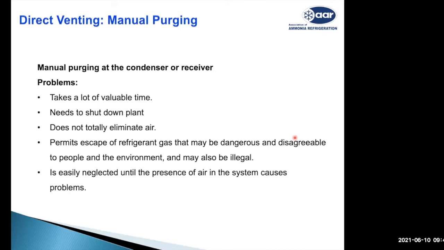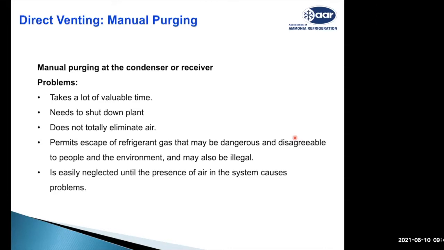So what are the other disadvantages? One is that it takes a lot of time because you need to shut down the system. You have to make sure that the plant is totally shut down, your condenser is totally liquidated, and all the ammonia gas in the condenser is totally liquefied, and then remove the air. There is a possibility that the total air is not removed. Refrigerant may leak into the surroundings and to nearby people. In some places, it is illegal to release the refrigerant into the atmosphere or near people.